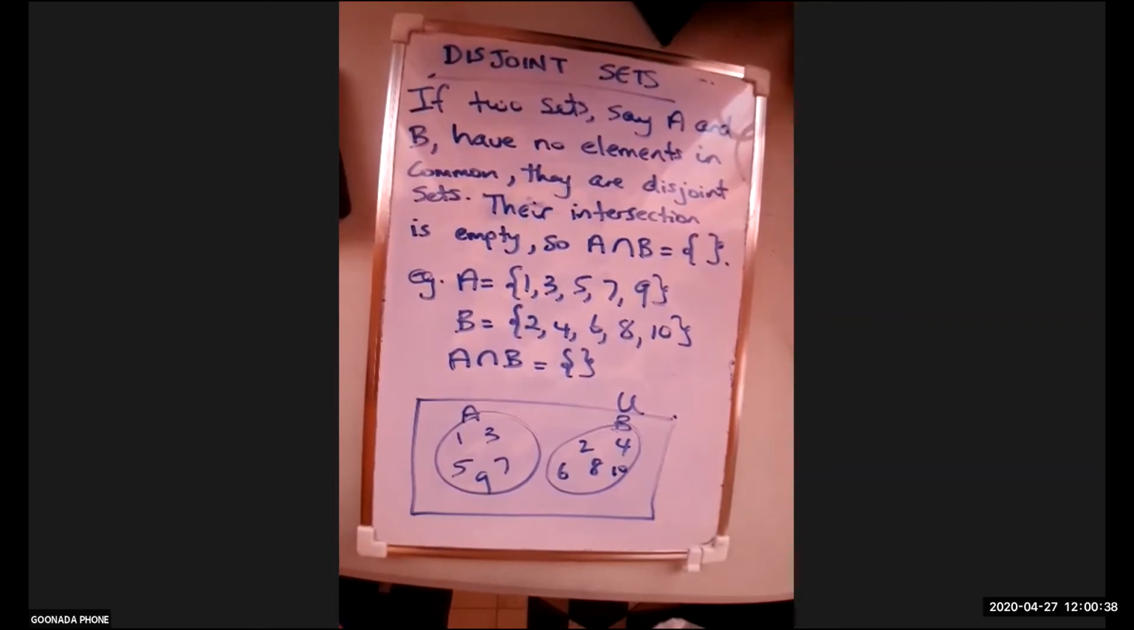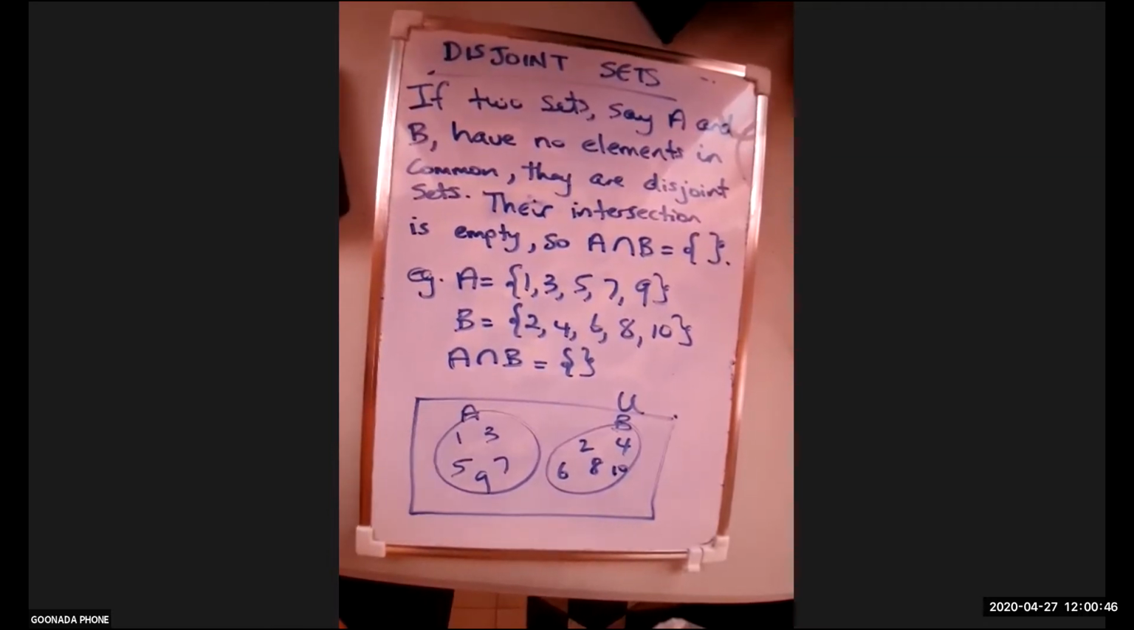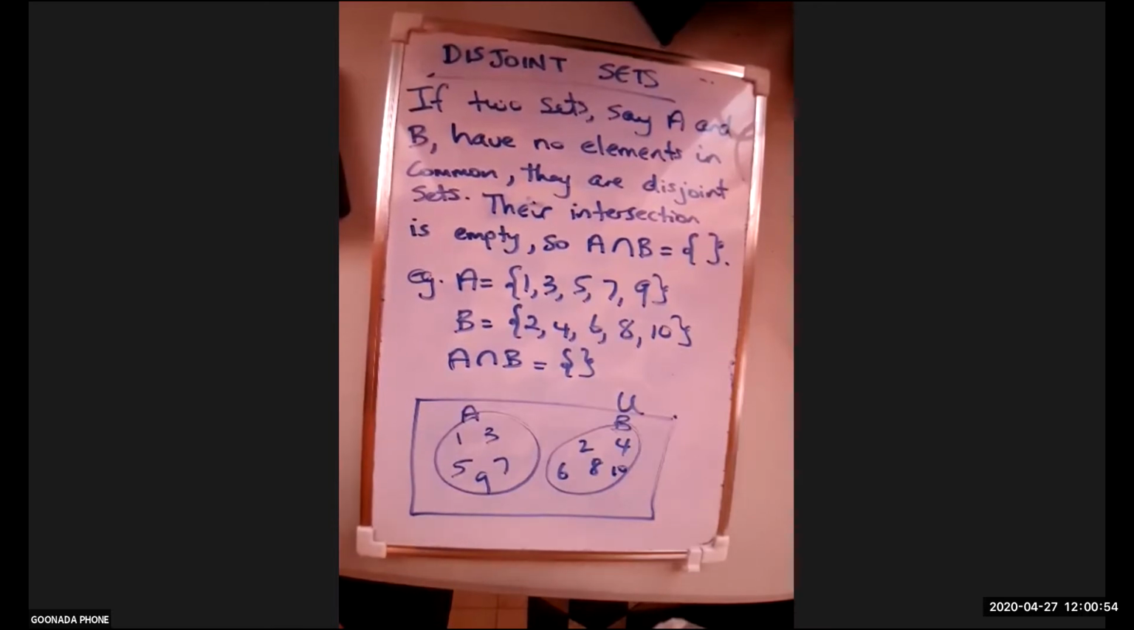Okay, so please pay attention. We're looking at disjoint sets, right? If two sets, let's say A and B, have no element in common, then they are referred to as disjoint sets. That means that their intersection is empty. So in other words, there is no intersection between them. So A intersect B is equal to the empty set. So for instance, if I tell you A is equal to {1, 3, 5, 7, 9}, and B is equal to {2, 4, 6, 8, 10}, they have nothing in common, as you all can clearly see. So that means that A intersect B is equal to the empty set.